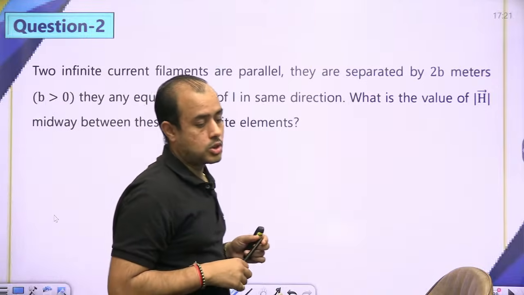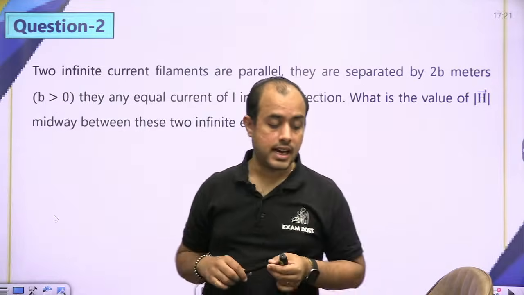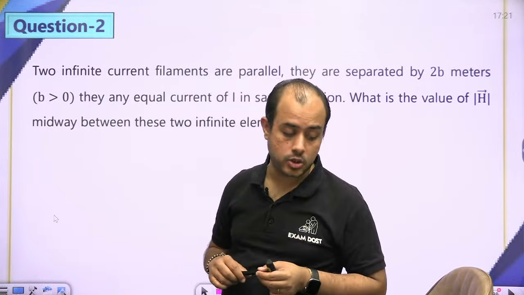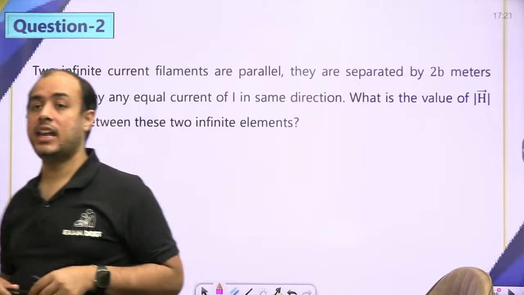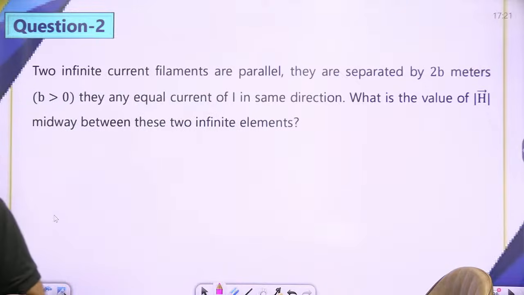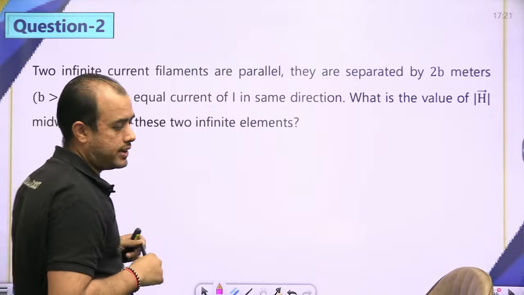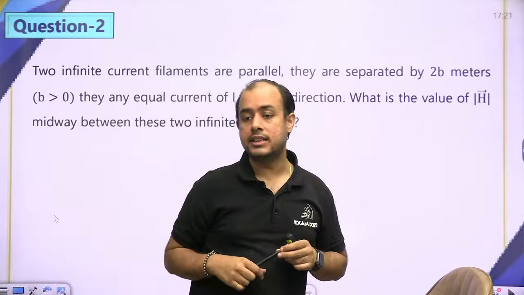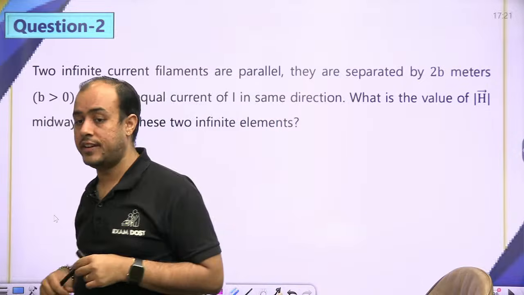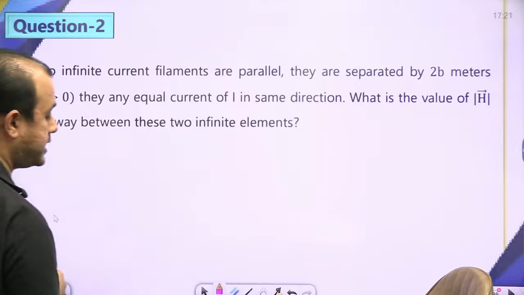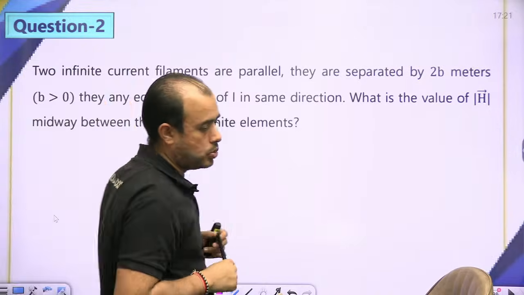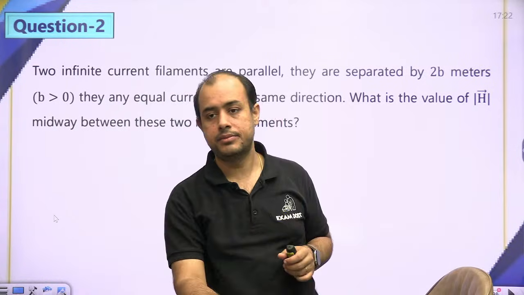अगला देखो, two infinite current filaments are in parallel, they are separated by 2b, they carry equal current. Now what is the value of mod H between the two infinite filaments? बहुत इजी क्वेश्चन है भाई. I want the magnitude of the magnetic field when they are carrying the same current in the same direction at a point midway between the two current elements. निकालिए.